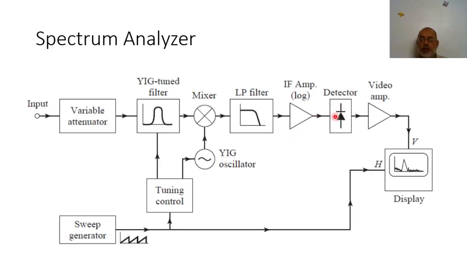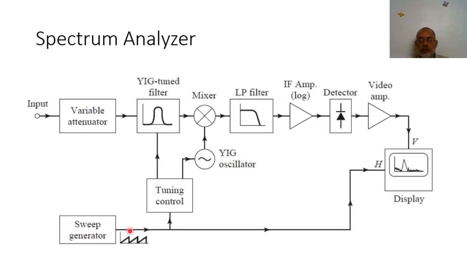Now, the detected signal will have an amplitude proportional to the input signal. This would be very low frequency or nearly DC. This will be amplified by a video amplifier. This video amplifier output will be applied to the vertical axis of the display. On the other hand, the sawtooth is used as the horizontal axis of the display. So the sawtooth is effectively sweeping along the horizontal axis, representing the function of the frequency, and the vertical axis represents the amplitude of the input.